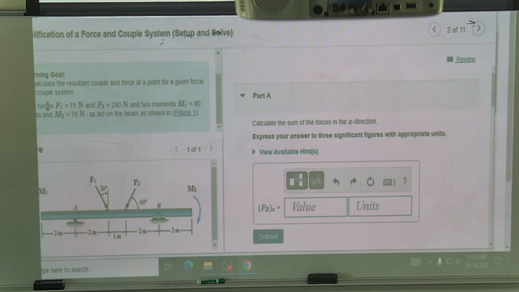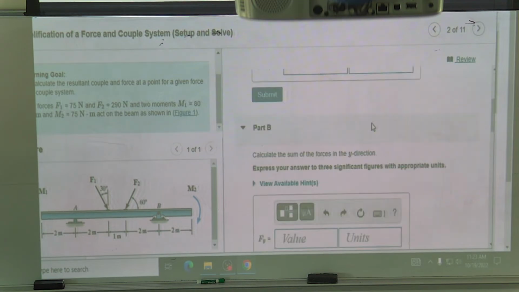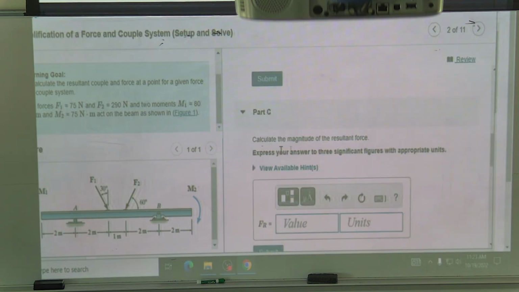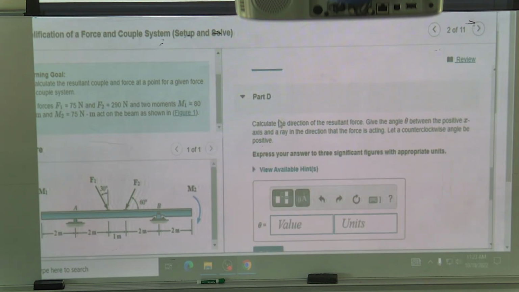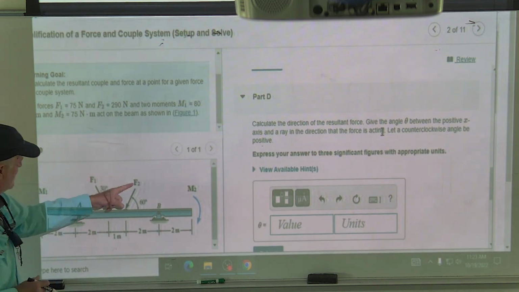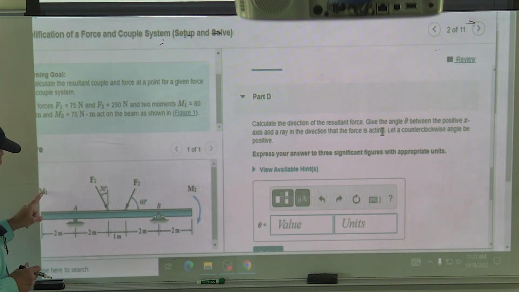Okay, calculate 2 forces, that and that, and 2 moments, the 1 and the 2. Calculate the sum of the forces in the x direction. Oh, okay, that's simple enough. Part A. Part B, calculate the sum of the forces in the y direction. That's simple enough. And then calculate the magnitude of the resultant force. Okay. Calculate the direction of the result. So all you're doing is, since he gave you this number, that number, and this number, and it's still clipping part of it. Man, this is really weird.